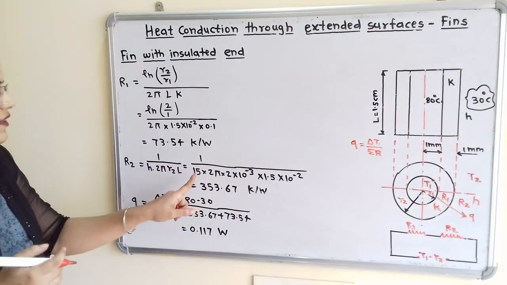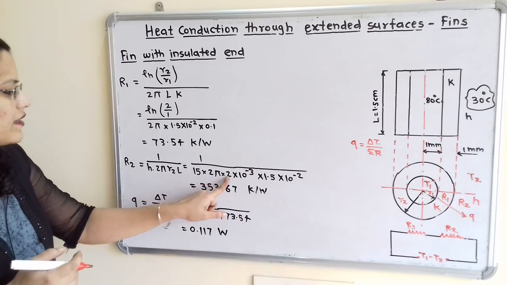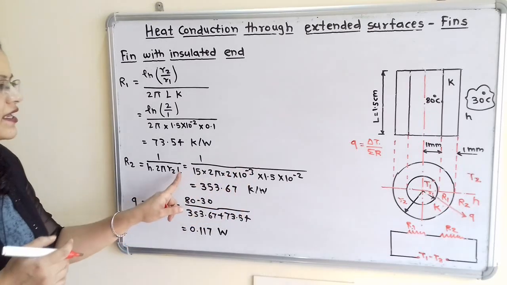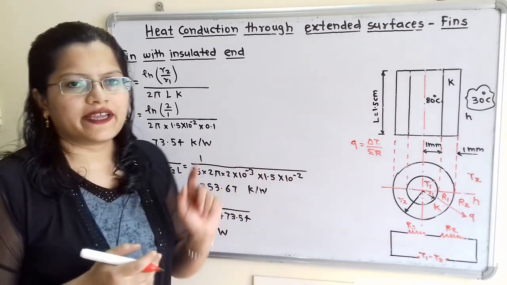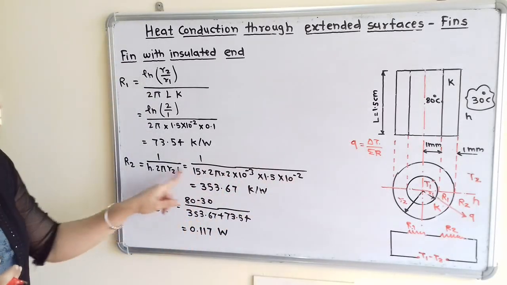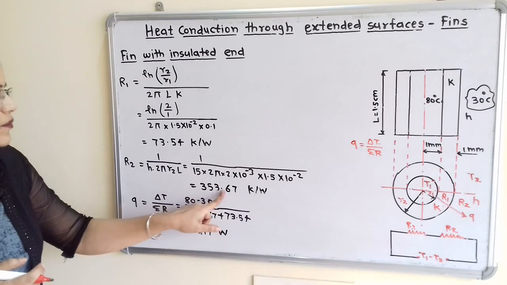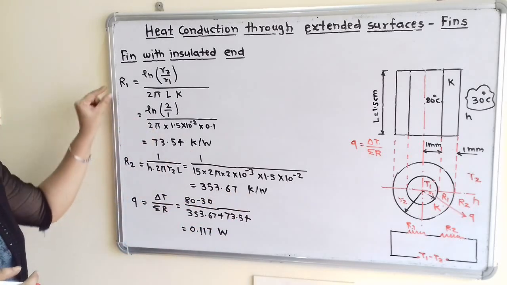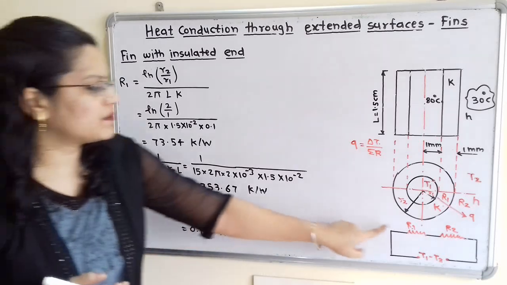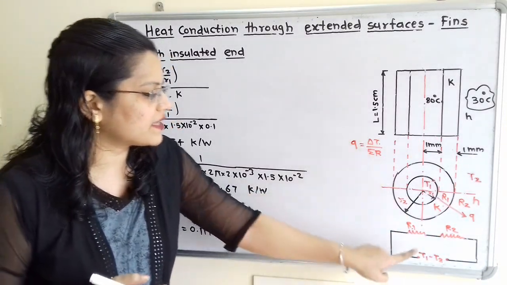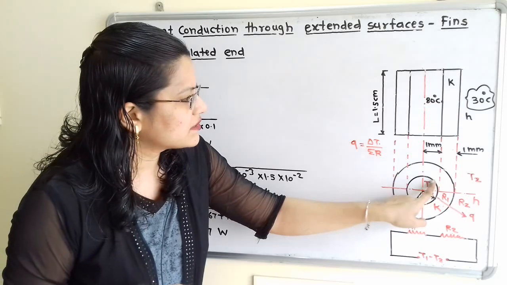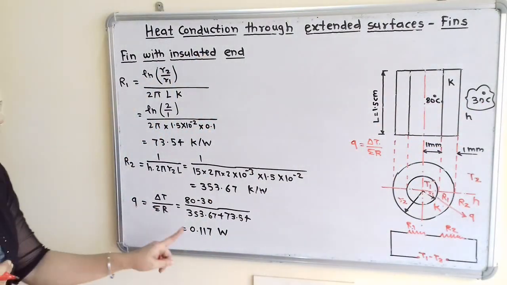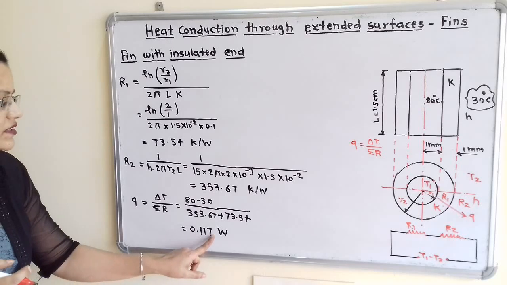So H is given, so 15 into 2 pi into 2 into 10 raised to minus 3. R2 we have to use in meter, and L length is also we have to take in meter. So when we solve this, we will get 353.67 Kelvin by watt. Now we will take this summation of R, that is R1 plus R2, and delta T, that is 80 minus 30. So what is this value of Q? That is 0.117 watt.